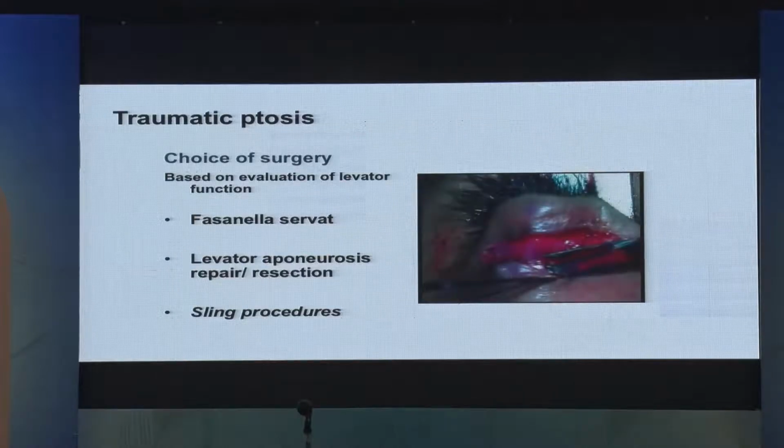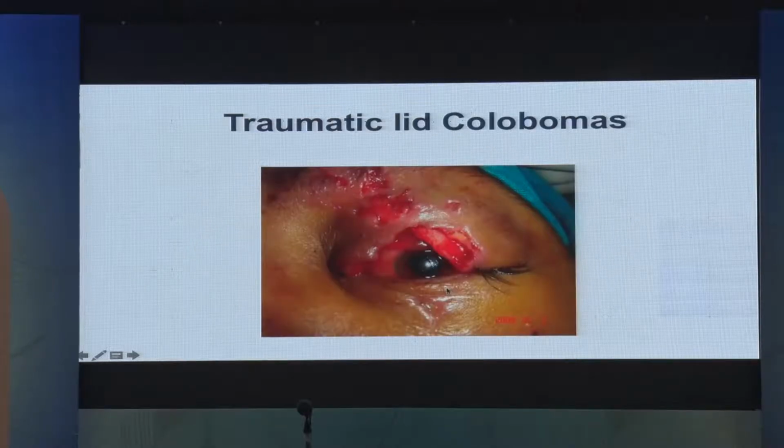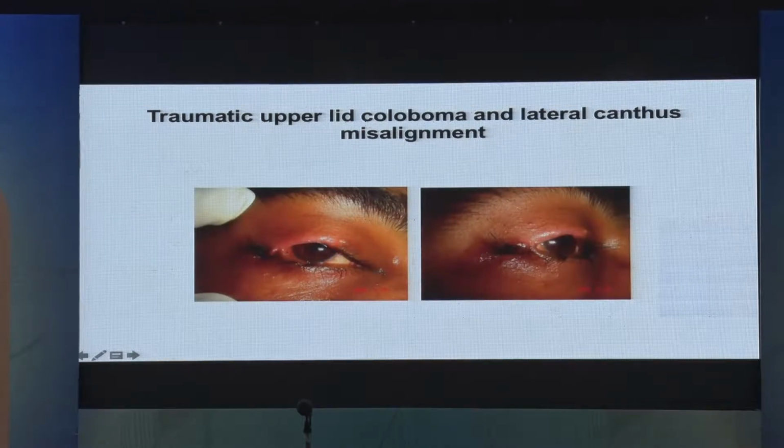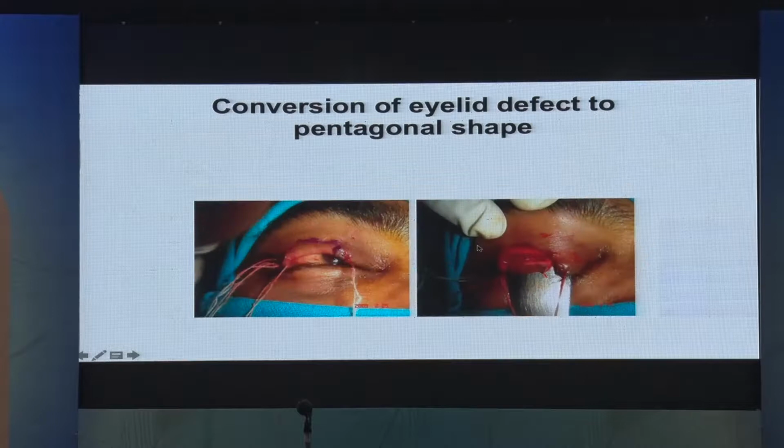Traumatic ptosis needs to be evaluated like any other ptosis, and you often need to do a sling procedure, but at times a levator procedure may work quite well, like in this gentleman. Lid colobomas have to be assessed like other eyelid defects to see what is most appropriate. This patient had a canthal misalignment with the canthus being positioned here, and we had to open this up and do a repair.